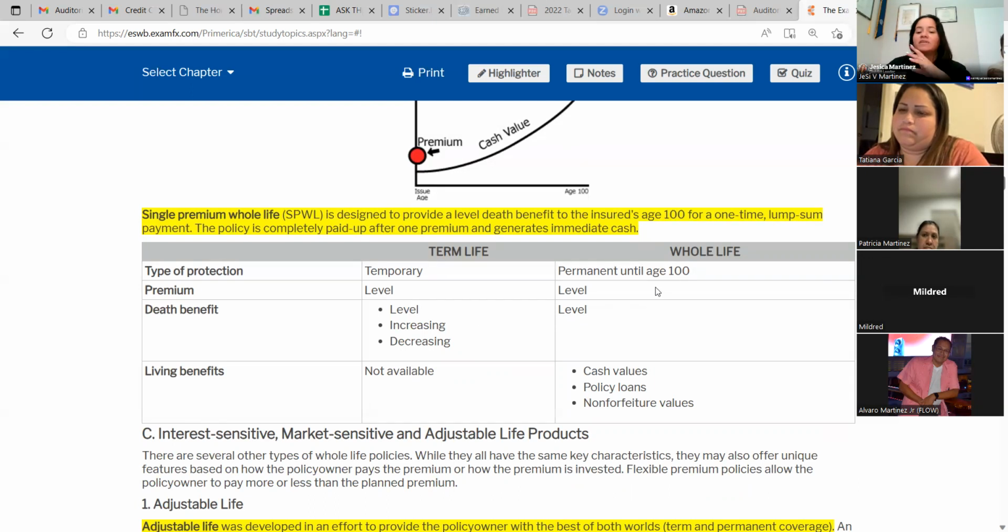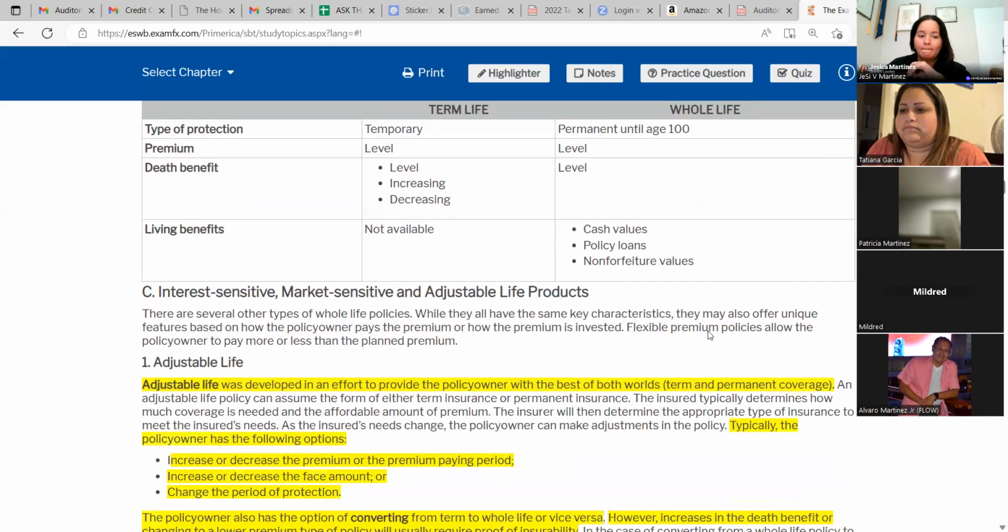Death benefit, the whole life is level. The death benefit does not change, does not increase, does not decrease. Term life, you have the level, you have the increasing, and then you have the decreasing. Okay? Living benefits for term, that it's not available for whole life policy. You have the cash value because you have a savings account. You can do loans towards that, and you have the non-forfeiture values in it.